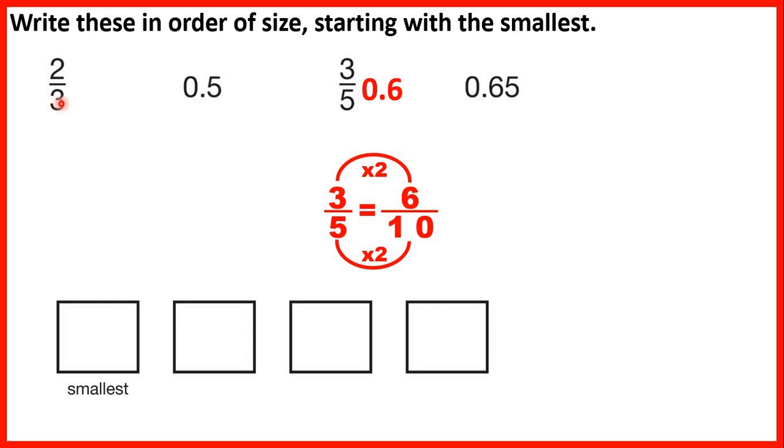But with 2/3, we can't find an equivalent number of tenths because 10 is not in the 3 times table. And 100 is not in the 3 times table either, and nor is 1,000. So how can we change 2/3 into a decimal?